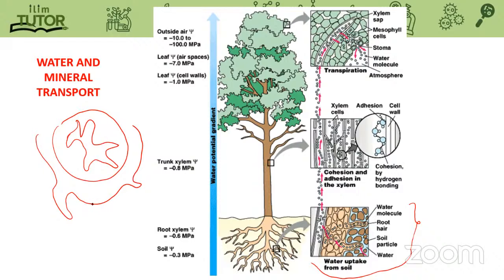So let's say this is the root hair cell. It absorbs water, and the water moves from one root hair cell to another down a concentration gradient. It ends up in the cells of the cortex here. From the cells of the cortex, it passes through the endodermis, and from the endodermis, it ends up in the xylem there.